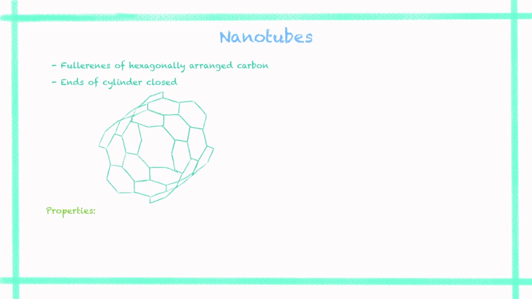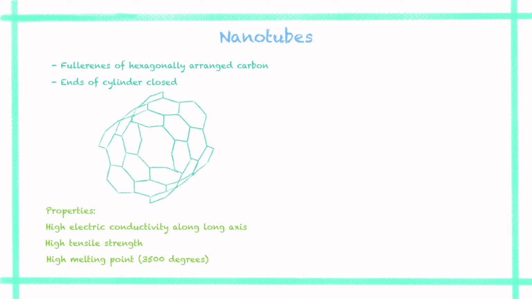The next fullerene we are looking at are nanotubes. They are fullerenes of hexagonally arranged carbons with ends of its cylindrical structure closed. Its properties include high electrical conductivity along the long axes due to having delocalized electrons, high tensile strength. To be precise, it can be up to 100 times stronger than steel, and high melting point, which is around 3,600 degrees. Nanotubes are very useful.